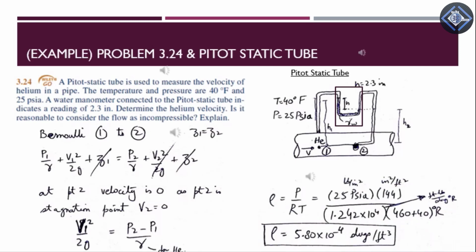We can apply the ideal gas law to find the density of helium, and then from density we can calculate specific gravity, as specific gravity is equal to density times the acceleration due to gravity.